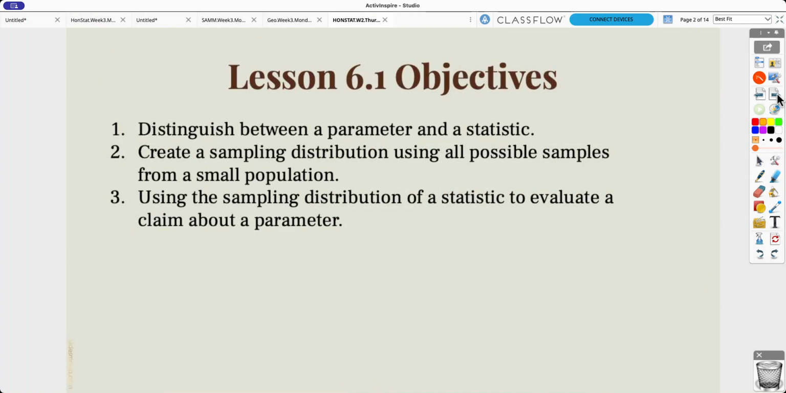The objectives for this lesson are we need to distinguish between a parameter and a statistic, create a sampling distribution using all possible samples from a small population, use the sampling distribution of a statistic to evaluate a claim about a parameter.